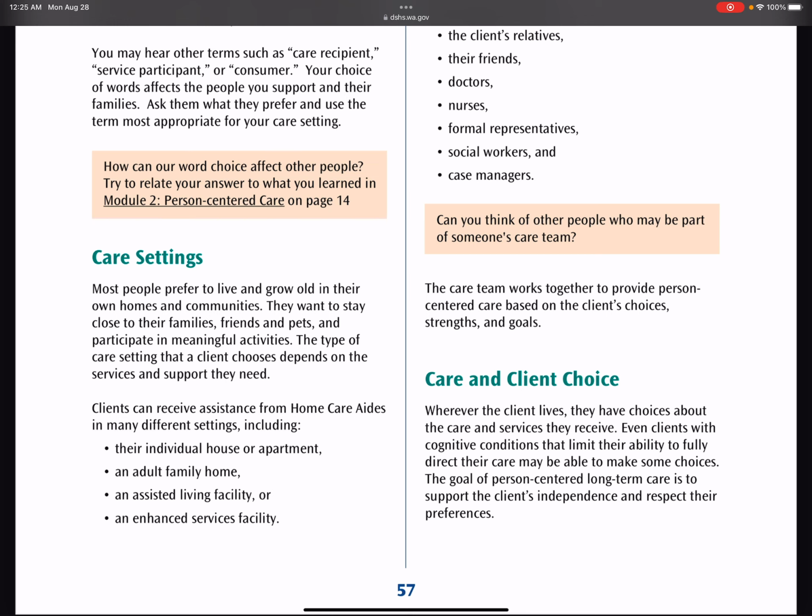A client's needs can change over time, and they may want or need more support. So one of our responsibilities as a home care aide is to report these changes to the rest of the care team.